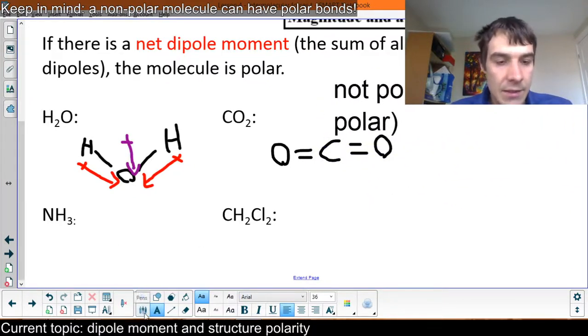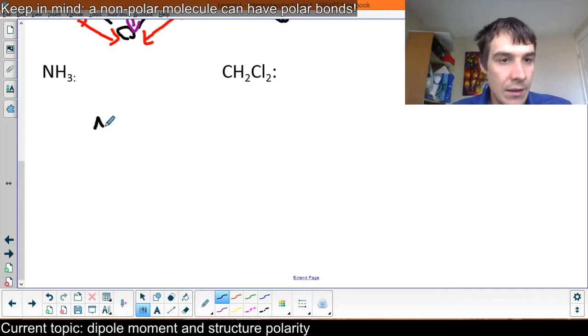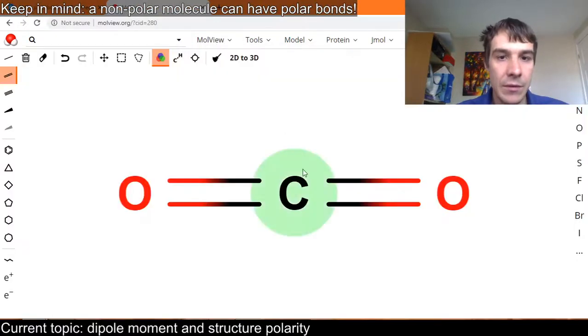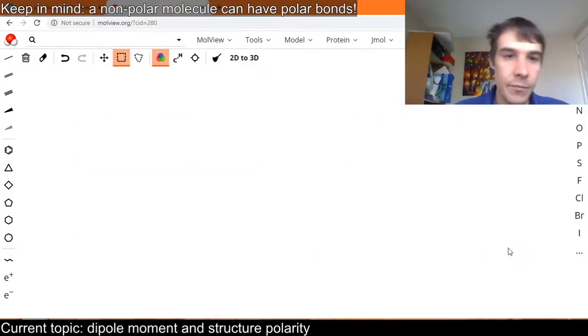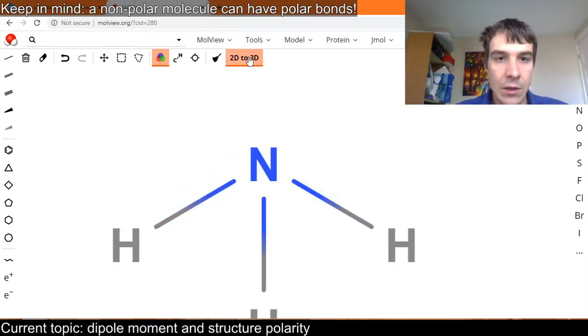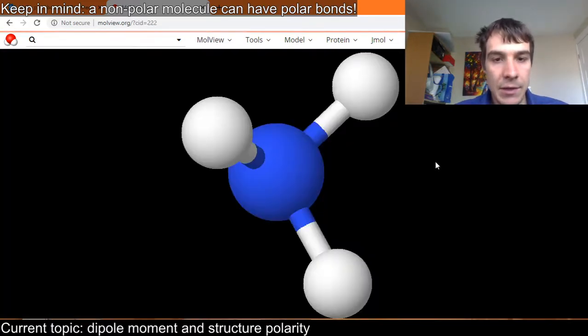NH3. NH3 is interesting because it adopts this pyramidal structure. So N, H, H, H. It's got this pyramidal structure. The reason for the pyramidal structure is that the lone pair up here will push down on those bonds and push them downwards. So when we look at it in mole view, 2D, we'll get rid of that. We've got N, H, H, H, 3D it. You'll see that pyramid structure.